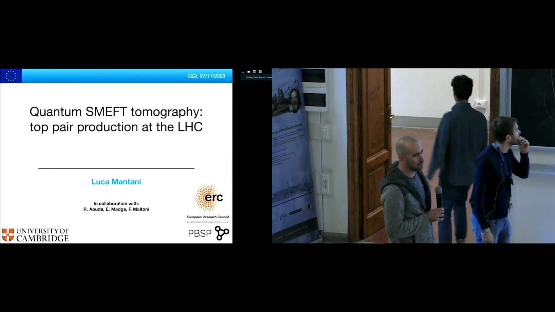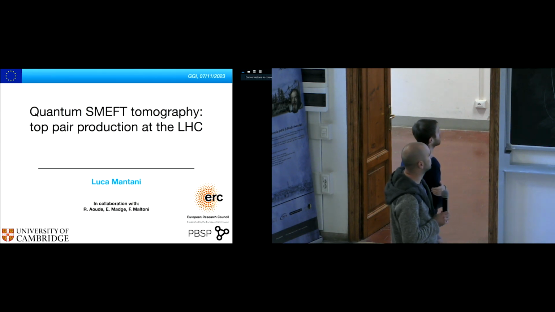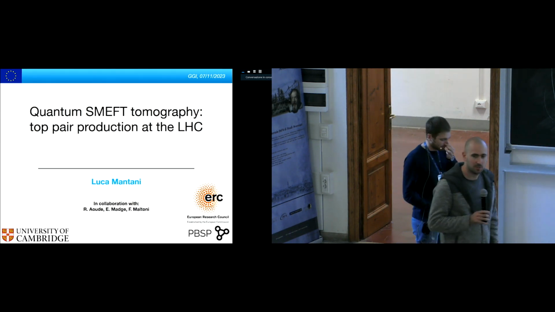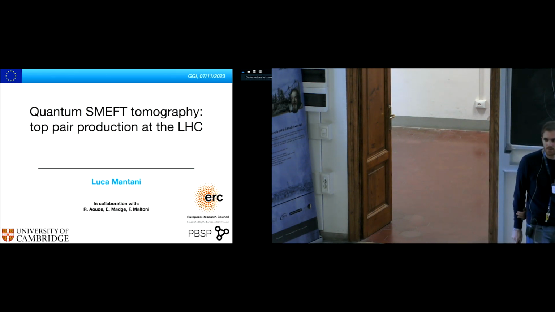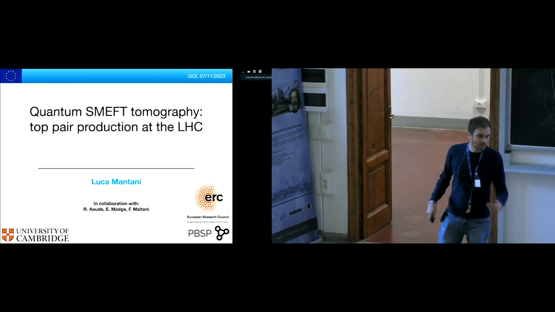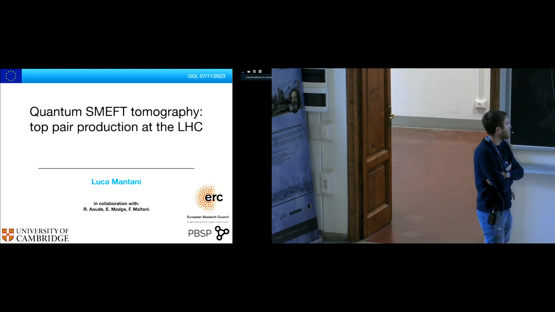So continuing with the top quarks, Luca will tell us about quantum SMEFT tomography with top pair production at the LHC. Okay, thank you to the organizers for inviting me. I'm really happy to be here and to talk about some work we have been doing with Rafa, Eric, and Fabio.